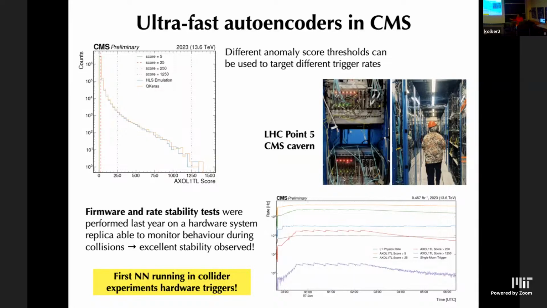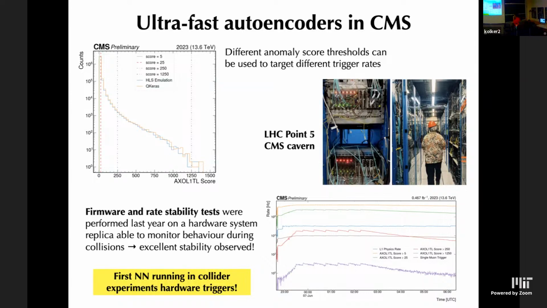Okay, this is the distribution of the score. You can see different dashed vertical lines, which are different thresholds, which can be defined based on the trigger rates that you want. So you can decide, for example, to apply a threshold that gives you a 1 kilohertz output rate, or 10 hertz, things like that. And then what we did is we decided on these thresholds, and then we checked the rates of the events passing these thresholds versus time during the collisions.